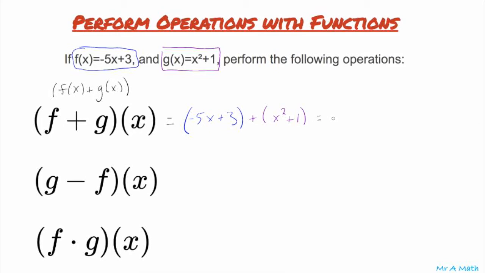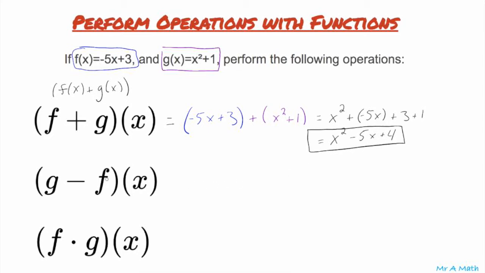So if I write this in standard form, I'm going to start with the highest degree term first. So that's going to be x squared. So I'm going to have x squared plus, I have negative 5x as the next highest degree term. And then I have plus 3 and plus 1. So now when I simplify all that down, combine all like terms, I get x squared minus 5x plus 4.